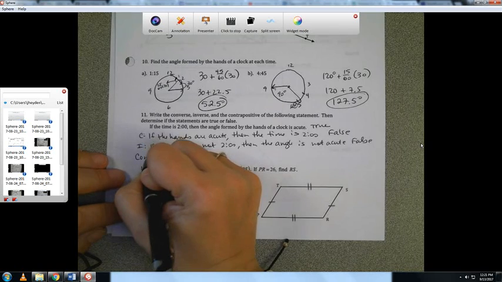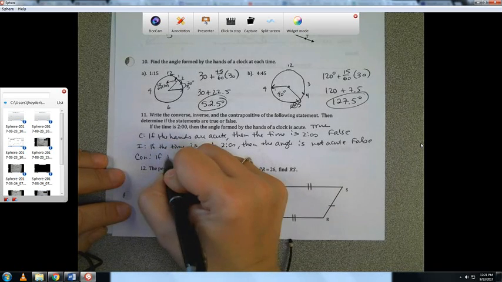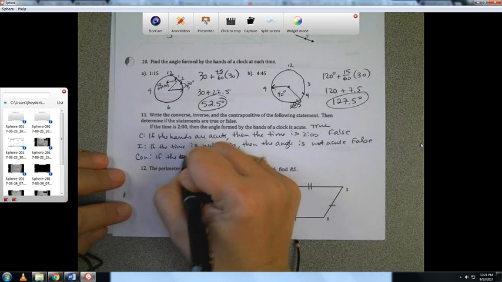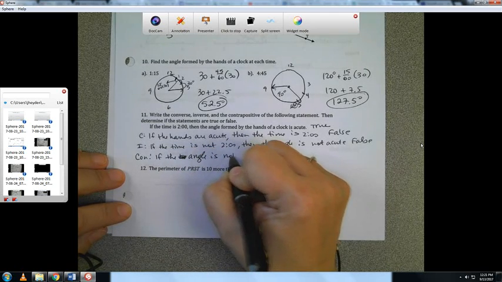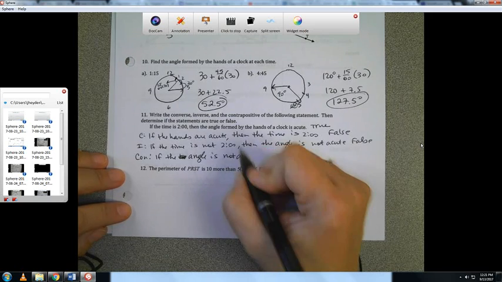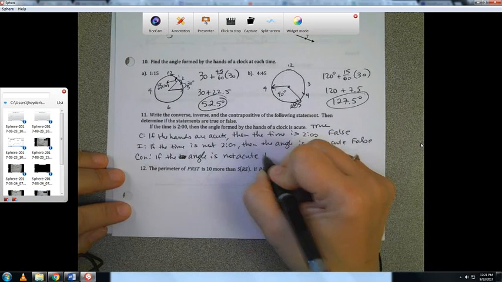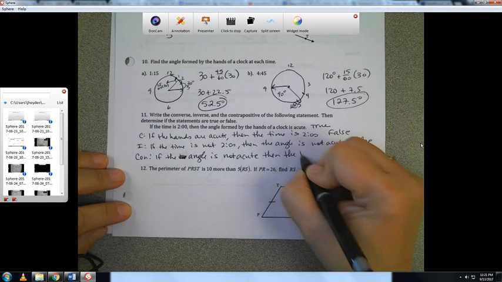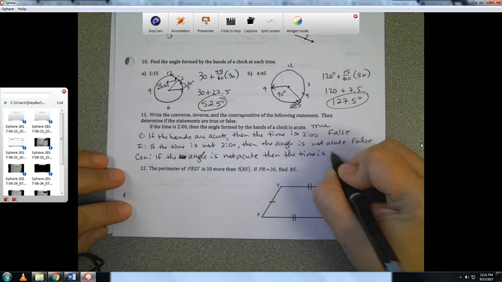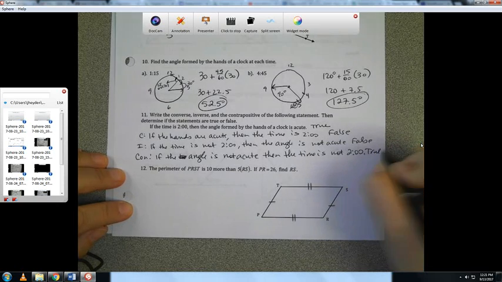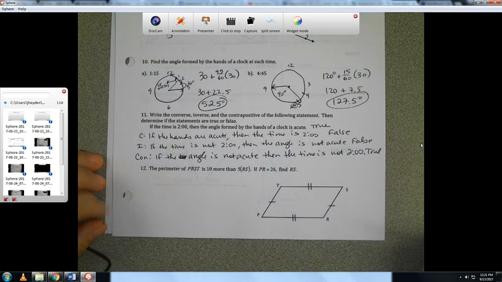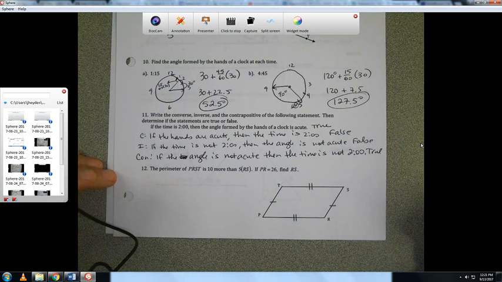Contrapositive. If the hands, the angle, we'll call it, is not acute, because now we're reversing and negating, then the time is not 2 o'clock. And that is true, first of all, because it's a contrapositive, we know it has to be true. And second, because obviously if the angle is not acute, it can't be 2 o'clock.